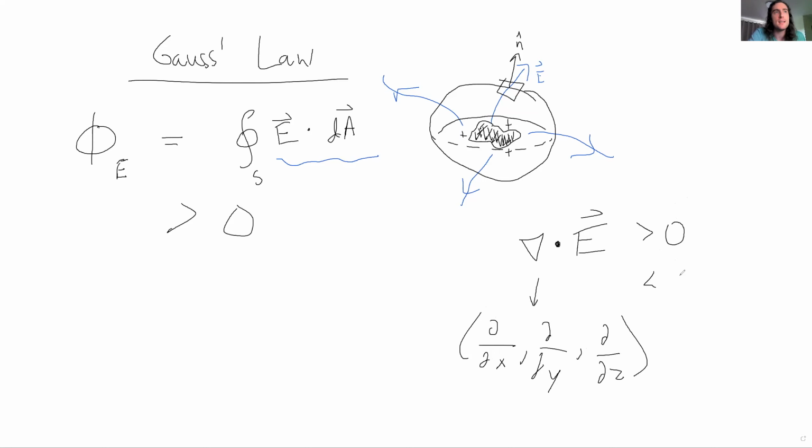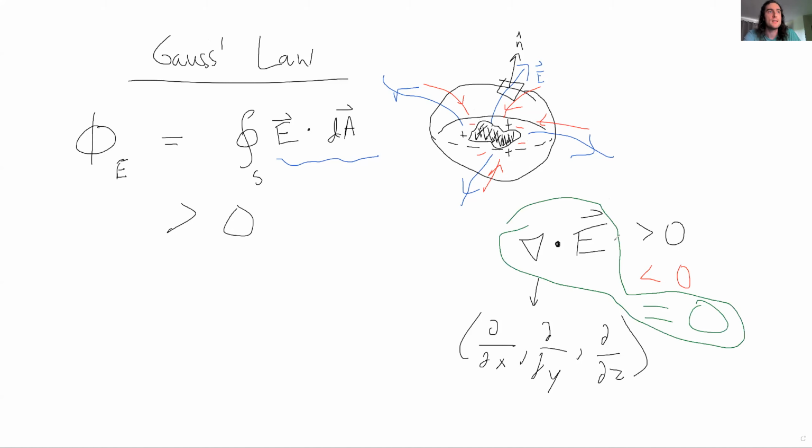If it was less than zero, then what that would mean is we'd have some negative charge in here. And our electric field lines would be coming in this way for a negative distribution there. Only if the divergence of the electric field is equal to zero would it mean that there's no flux, okay? If the divergence of E equals zero, this means that there is no flux.